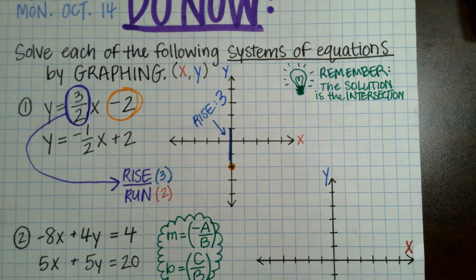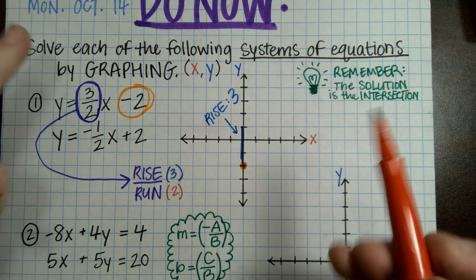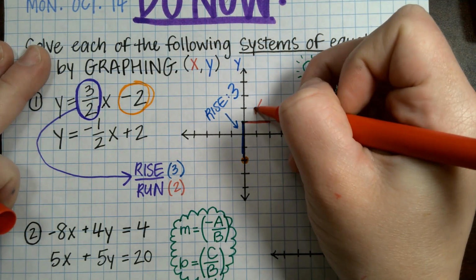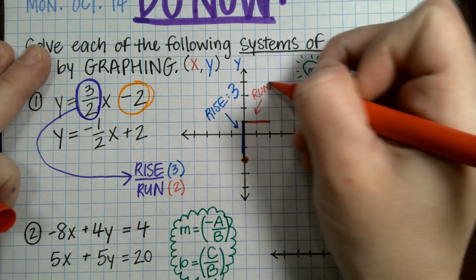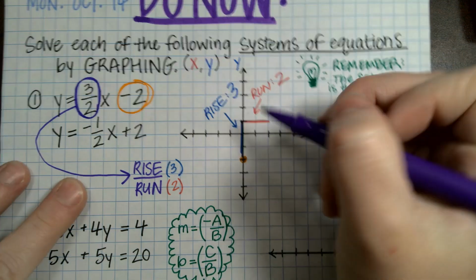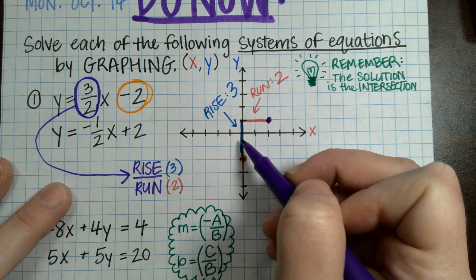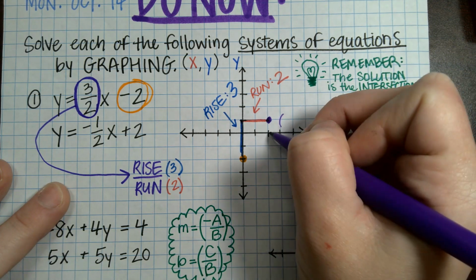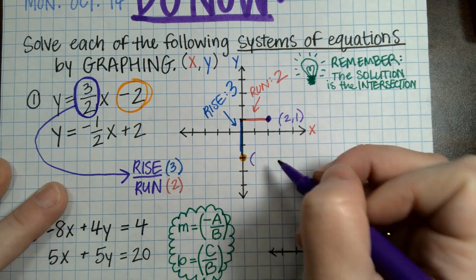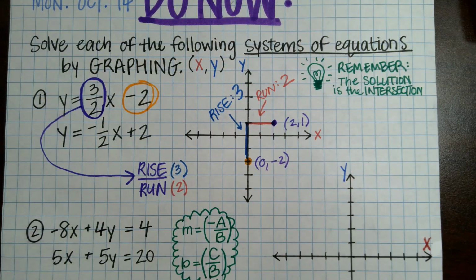And what do I do next? Go to the right 2. That's right. I'm going to use my run, which is 2. So I'll go over to the right, 1, 2. And that's my run. So that gives us a second coordinate right here at the end of our run. Right at, looks like this is 2, 1. And that first point is 0, -2. If you just want those labeled, those points for you.